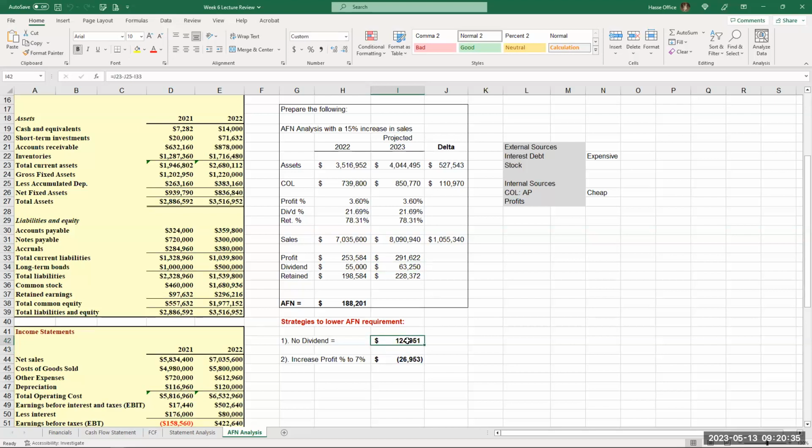Another strategy, which is very popular, is to try to increase your profit. Remember, our profit margin last year was 3.6. Why don't we try to shoot for an increased profit of 7%? If we increase profit by 7%, that'll give us more than enough capital that we don't have to go external. The problem is, how do you increase profit by 7%? Do you increase your selling price? Or probably the route to take is you cut your expenses. You become more efficient as an organization. You find additional ways of saving money to increase your profits.